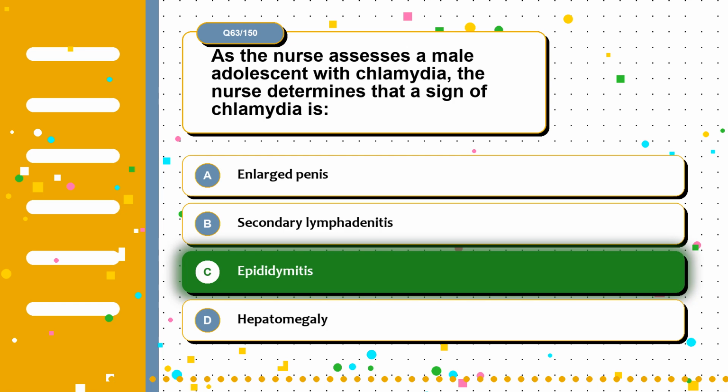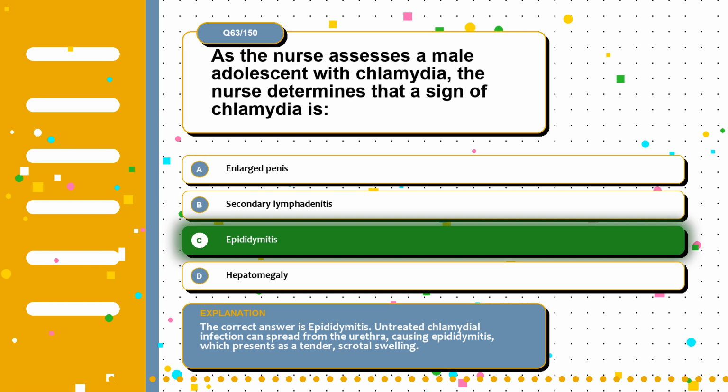The correct answer is option C, epididymitis. Untreated chlamydial infection can spread from the urethra, causing epididymitis, which presents as a tender, scrotal swelling.